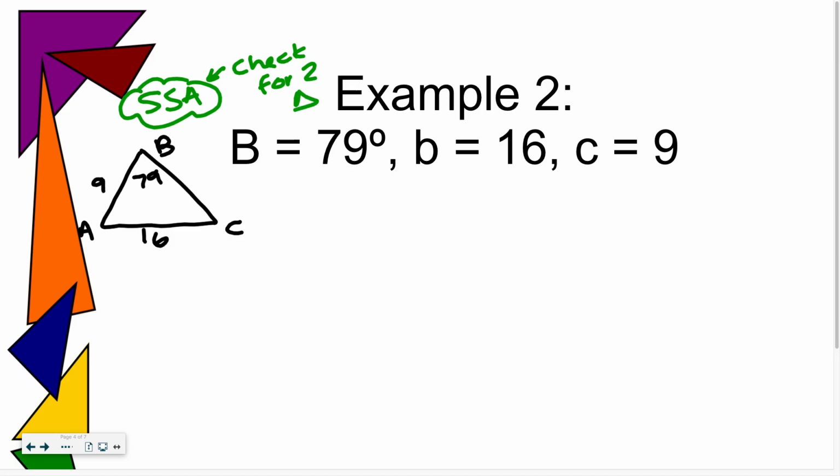So that's going to be a warning to you on your quiz on Thursday, on your test in Chapter 6 after spring break. Check for that second triangle. Assume two. Assume the most work.